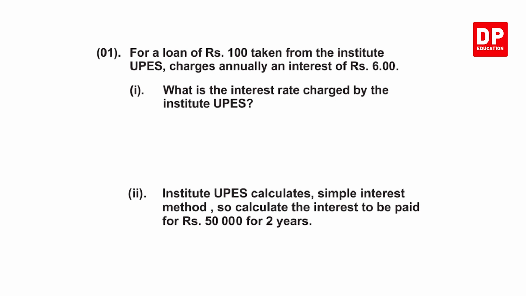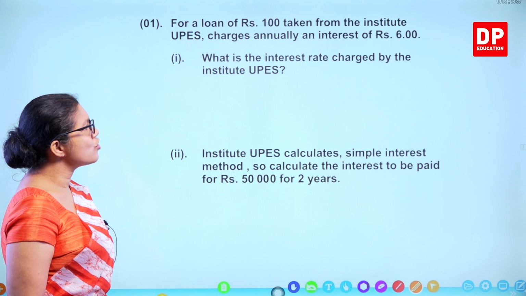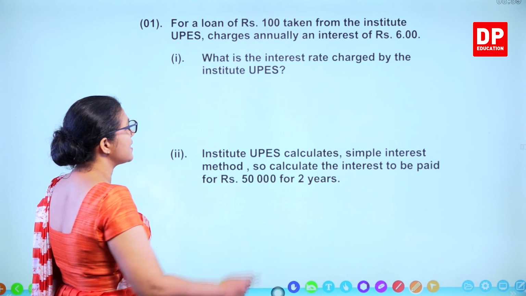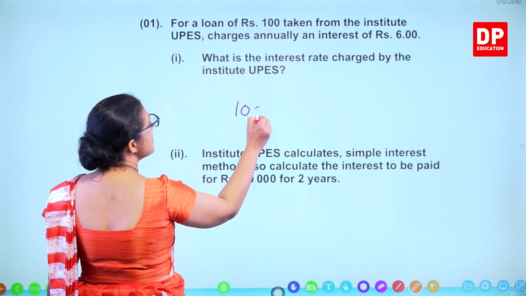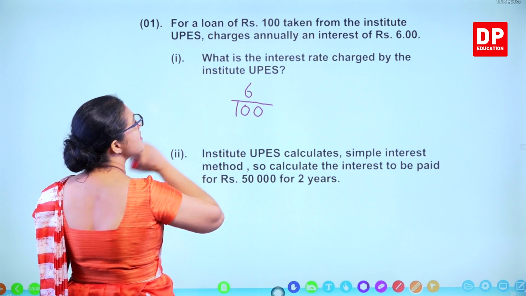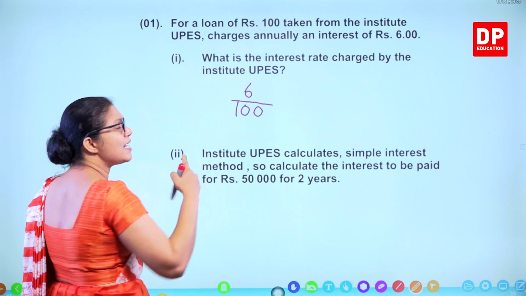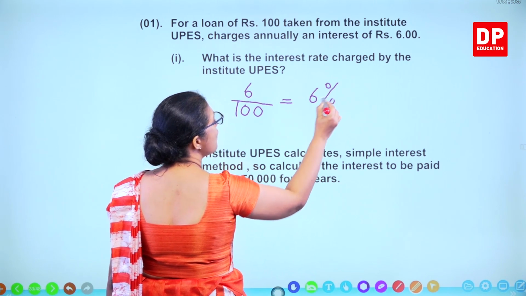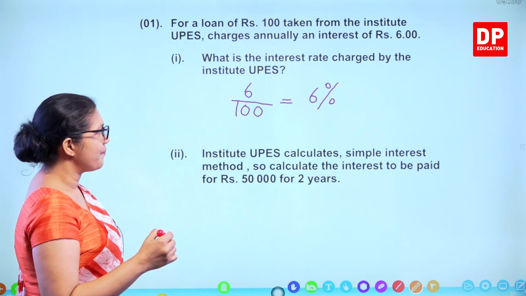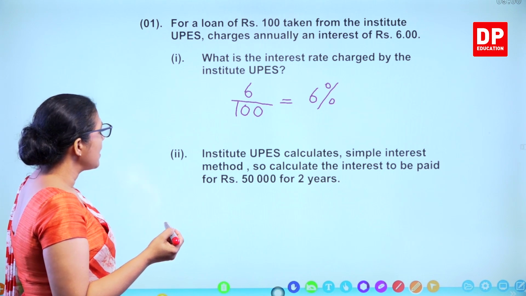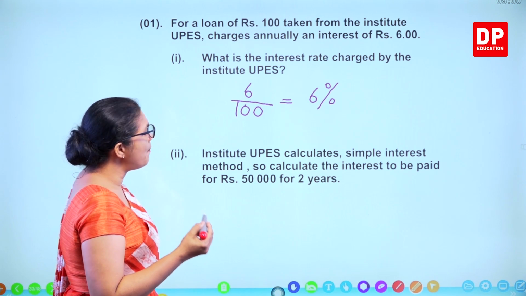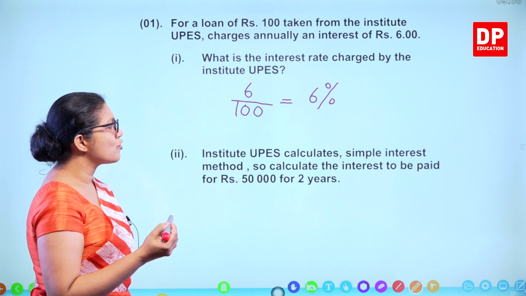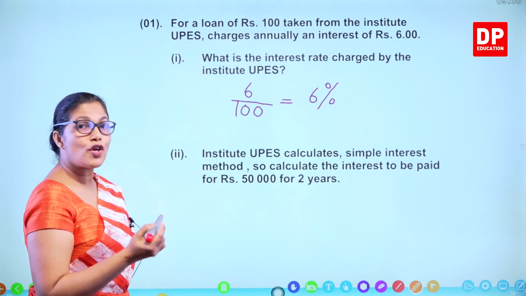Question number 1. For a loan of 100 rupees taken from the institute, UPES charges annually an interest of 6 rupees. What is the interest rate charged by the institute UPES? So for 100 rupees, they charge 6 rupees. So the denominator is 100, which means this is 6%. Percentages means fractions with denominator 100. So the rate is 6%. Institute UPES calculates simple interest. So calculate the interest to be paid for 50,000 rupees for 2 years.